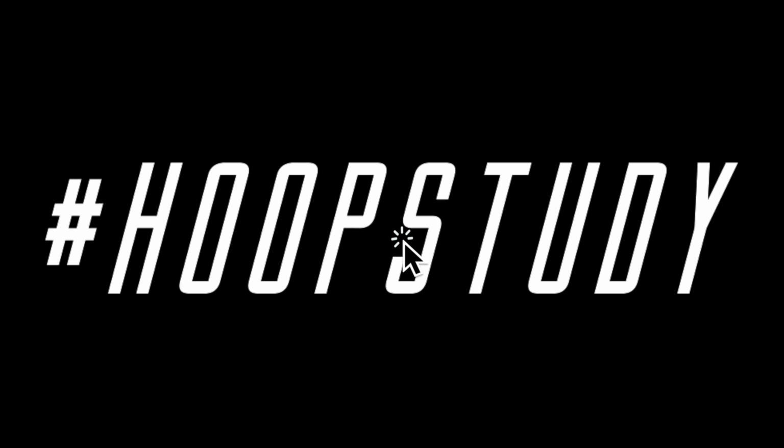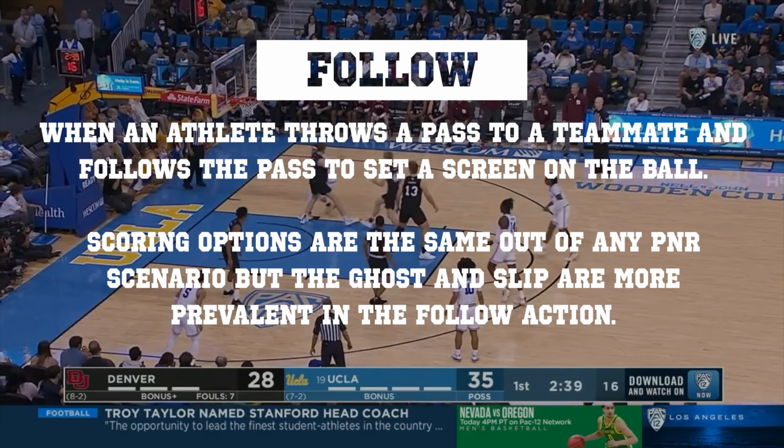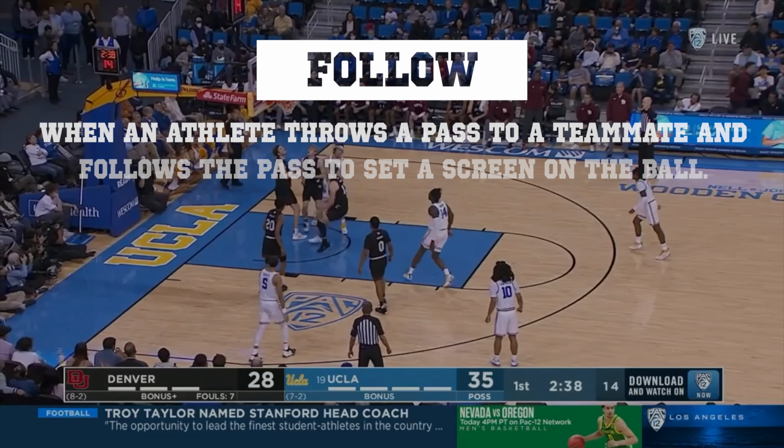All right, so the first action that we're going to see UCLA use is the follow action. Now, for those of you who do not know, the follow action is when an athlete throws a pass to a teammate and then follows the pass to set a screen on the ball. So scoring options here are the same out of any pick and roll scenario, but the ghost and slip are more prevalent in the follow action.